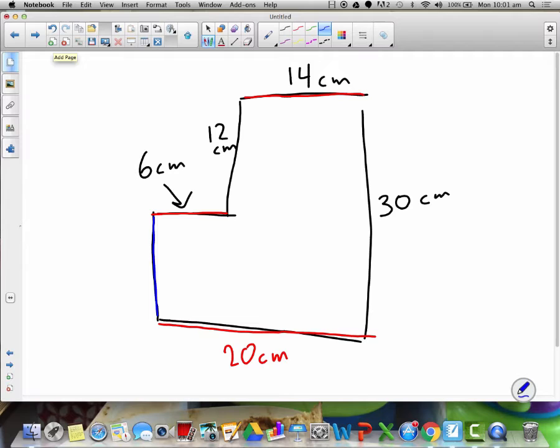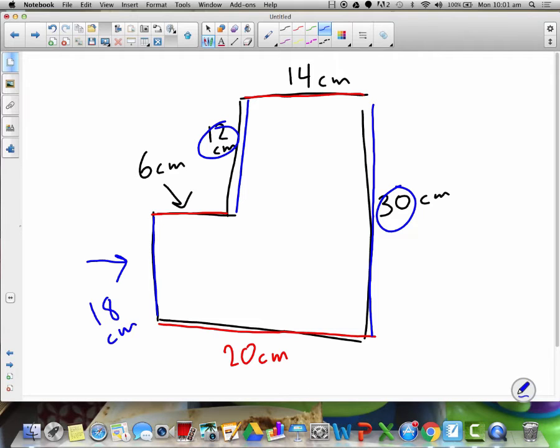We're also going to need this one. How are we going to find out the blue measurement? What are we going to do, Ethan? We're going to minus 12 of 30 because 30 is the big length down the side. That's it. We know that that's 30, and we know that that's 12, right? So this must be whatever 30 take away 12 is, right? And what is it, by the way? 18 centimetres. Good. We've found the missing length.